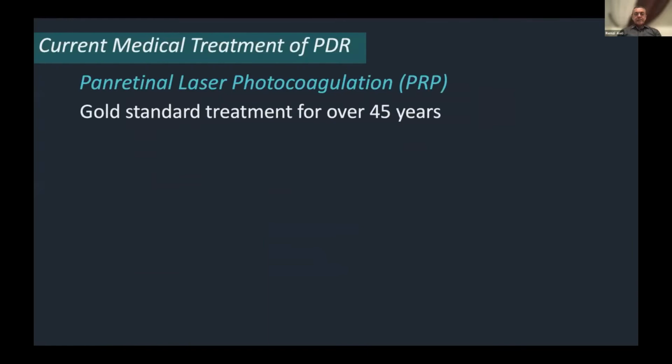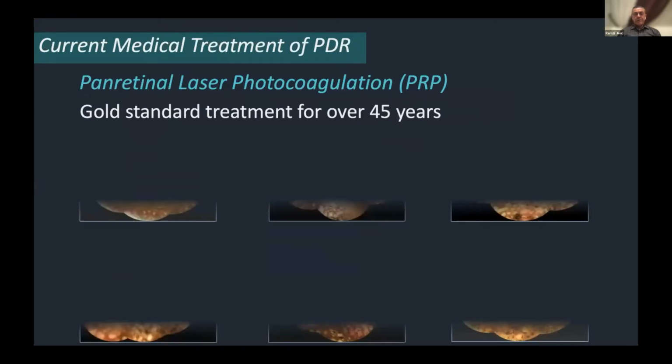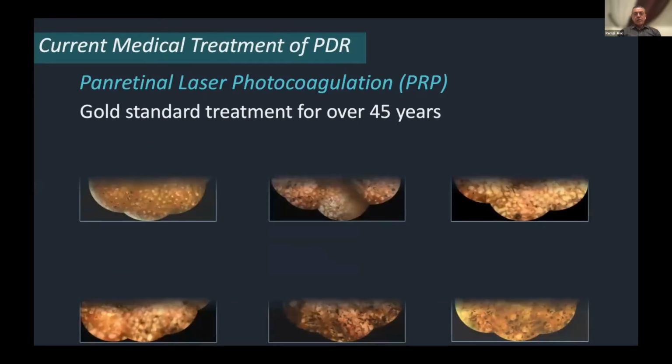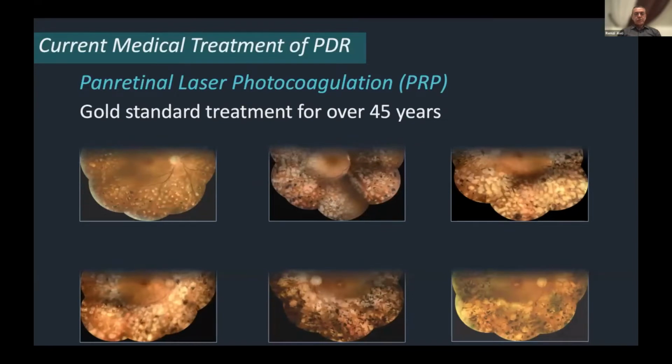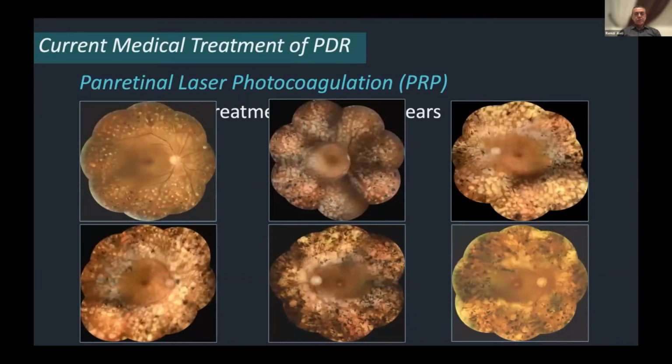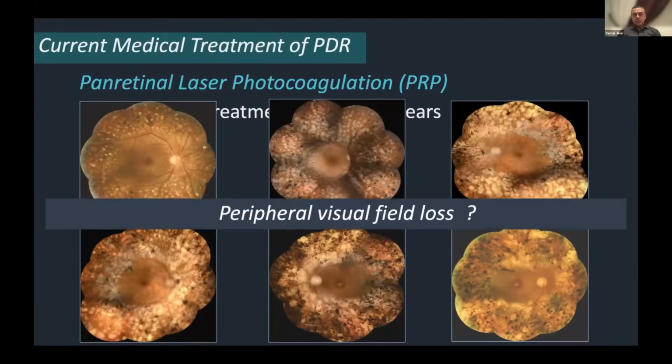As we all know, retinal laser photocoagulation has been the gold standard treatment for diabetic retinopathy for over 45 years. We have numerous cases that remain stable after completing PRP for many years, and it also reduces the number of visits to as little as once a year. However, peripheral visual field loss has become controversial after anti-VEGF treatment.